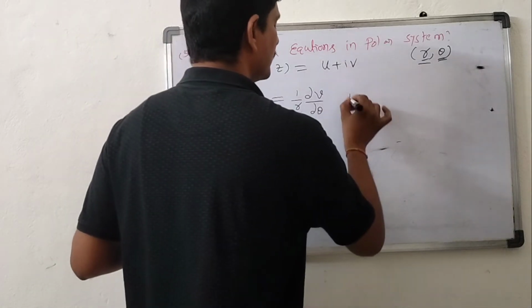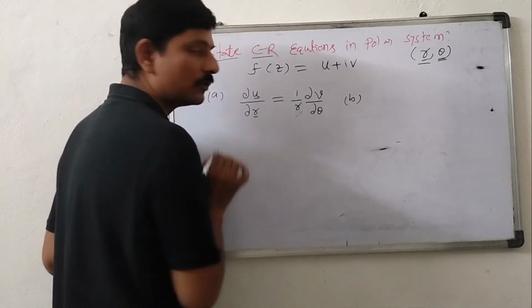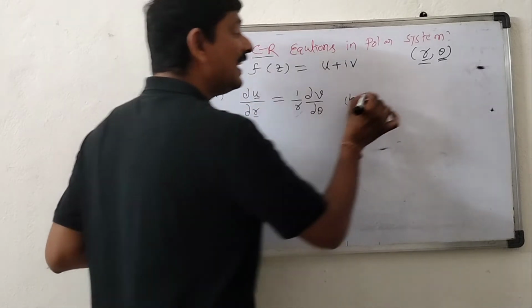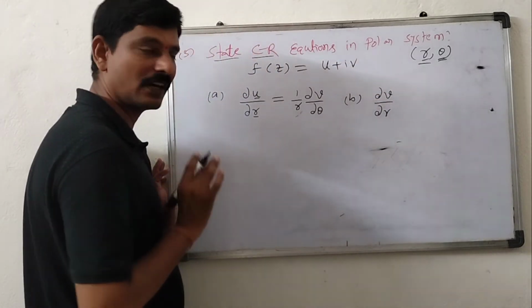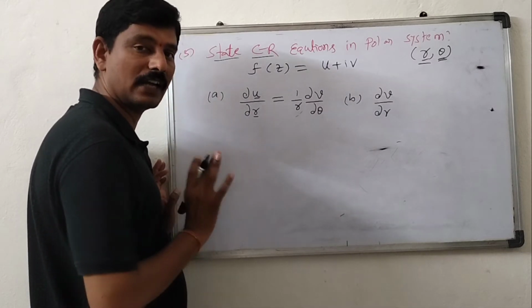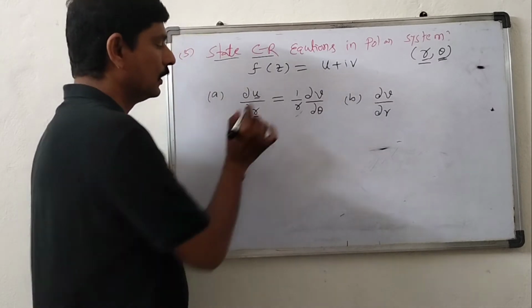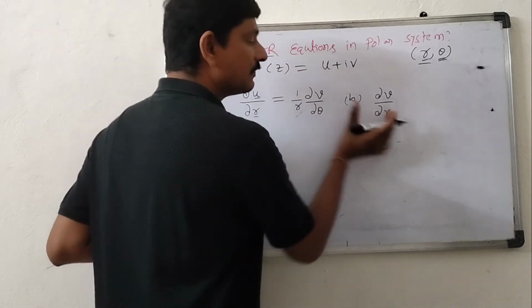Now the second one: u with respect to r, and v also with respect to r in the second condition. Please remember, v with respect to r. Dou v by dou r, not dou u by. Dou v by dou r. U with respect to r as well as v also with respect to r.